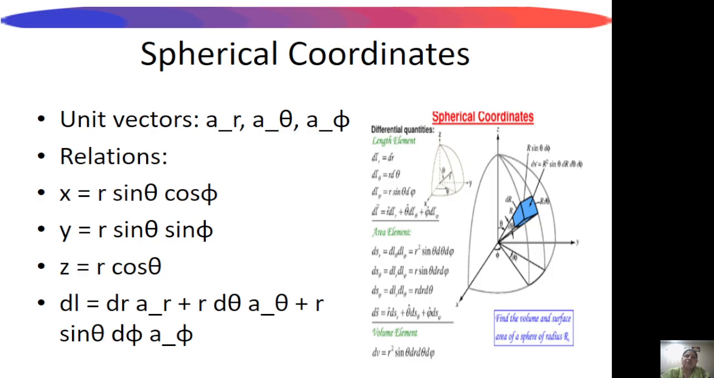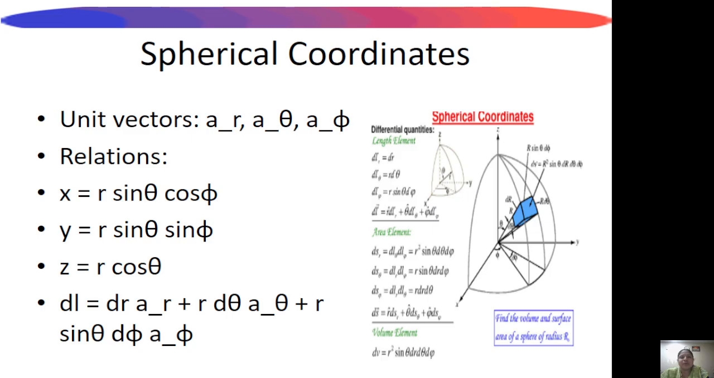Next, we see about the spherical coordinates. The spherical coordinates use r, theta and phi variables. Unit vectors are a_r, a_theta and a_phi. This system is ideal for problems with radial symmetry. Antenna radiation and point charge fields are analyzed using spherical coordinates.